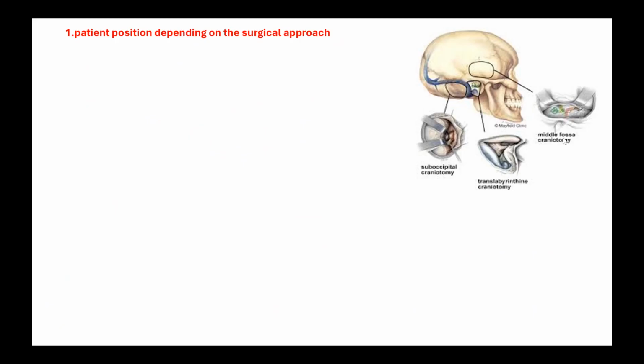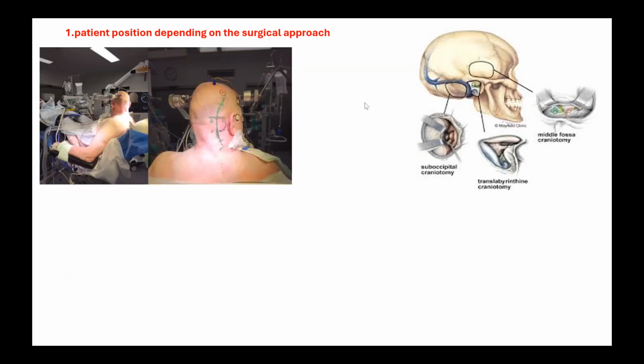And the surgical approaches are the translabyrinthine craniotomy, or the suboccipital or retromastoid approach, which is called the posterior cranial fossa approach. So the surgeon can go through any of these for approaching this particular lesion. And this is the classical approach the majority of the time they use, which is called the sitting position for the suboccipital craniotomy approach.